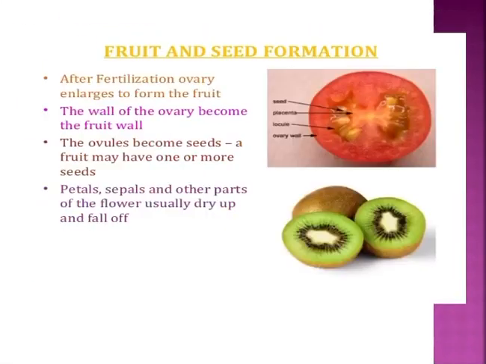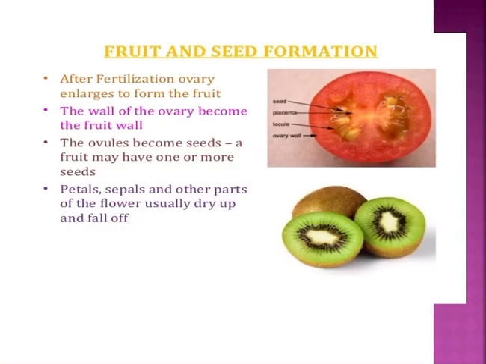Now, the next is formation of fruit and seed. After the fertilization, the ovary enlarges and changes into fruit. The wall of the ovary becomes the fruit wall. The ovary increases in size and becomes the fruit.